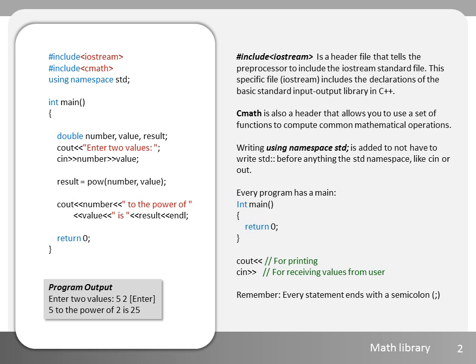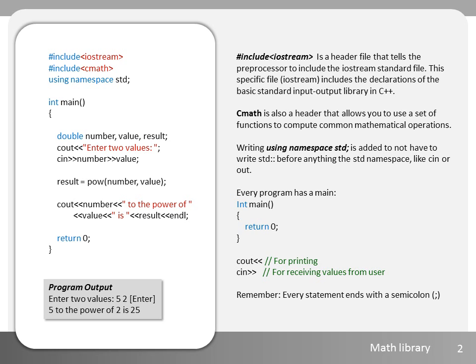Here we have a very basic program, no different to what you may have encountered in the previous course. This program will calculate the power of a number and print out the result on the console. Here we shall explain this program line by line. The first line reads include iostream. Now include iostream is a header file that tells the preprocessor to include the iostream standard file. This specific file, iostream, includes the declarations of the basic standard input-output library in C++.